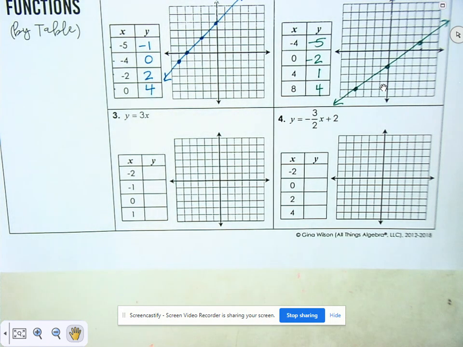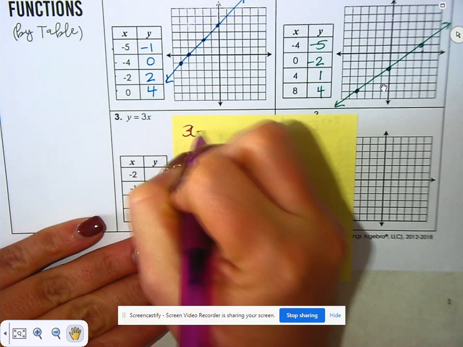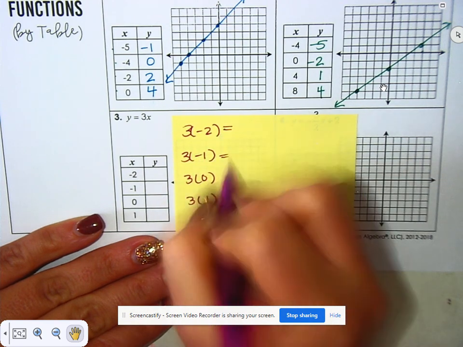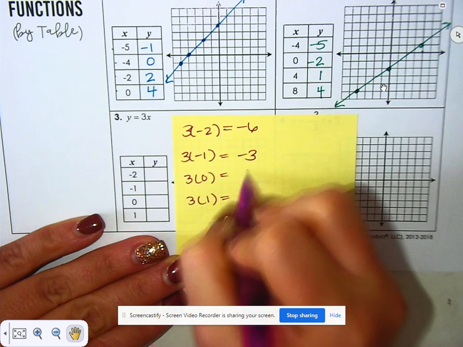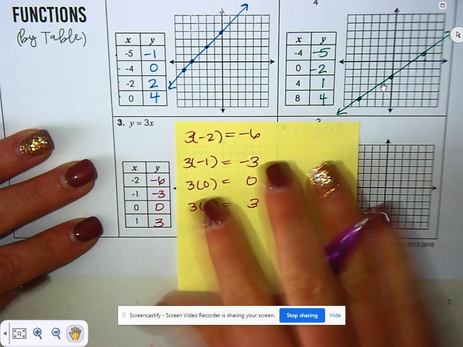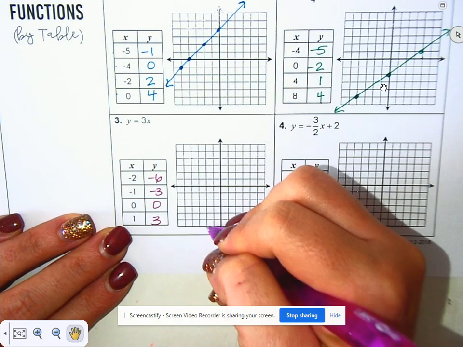Let's look at the bottom two down here. y equals 3x. So literally we're going to do 3 times negative 2, 3 times negative 1, 3 times 0, and 3 times 1. Negative 6, negative 3, 0, and 3. Those just go into my table, and we're going to plot our ordered pairs.